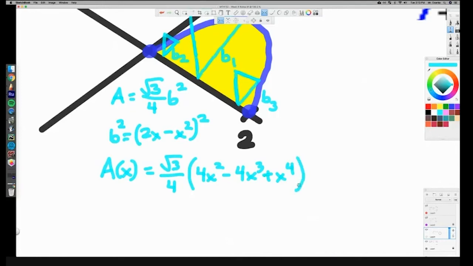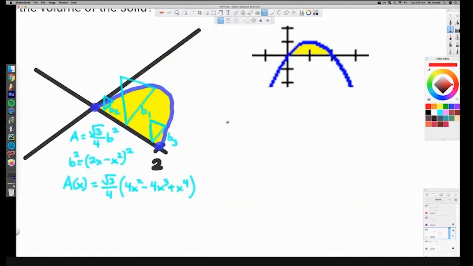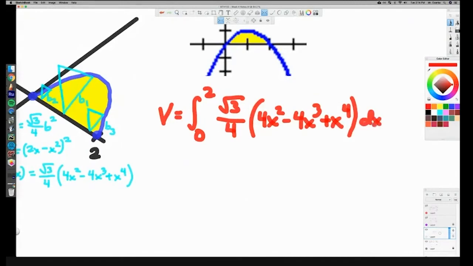You get something like that. Okay, I basically just expanded this out here. So now, the next thing we need to do is say the volume is equal to the integral from 0 to 2. You can see that from the graph. And you're going to have √3/4 times 4x squared minus 4x to the third plus x to the fourth dx.